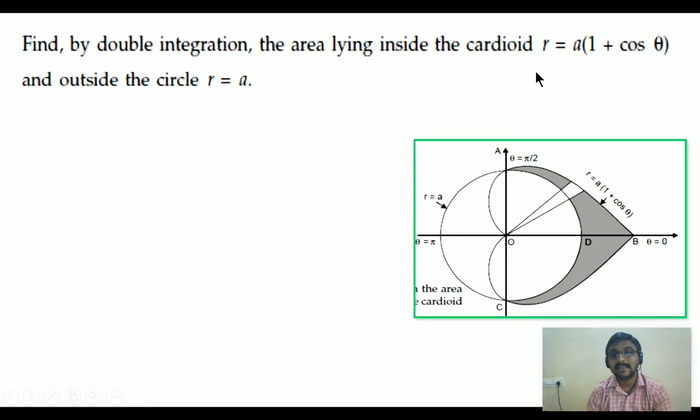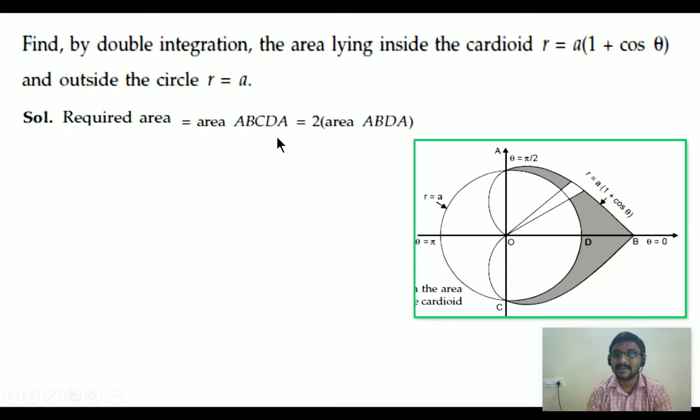So it is the rough sketch of the region, but we have to find the area lying inside the cardioid and outside the circle, the shaded area or dark area. For this we need r limits and theta limits. So clearly in this shaded closed region, r varies from a to a into 1 plus cos theta, that is, from the circle to the cardioid. These are the r limits. So clearly the required area is A, B, C, D, A. It is the shaded area, which is obtained by 2 into the area of A, B, D, A.